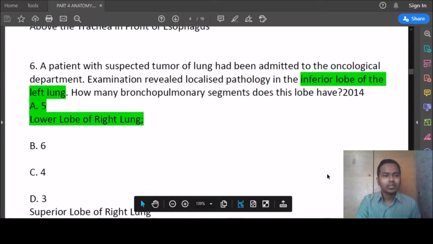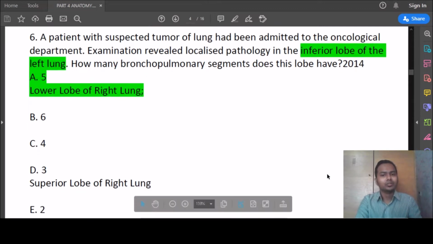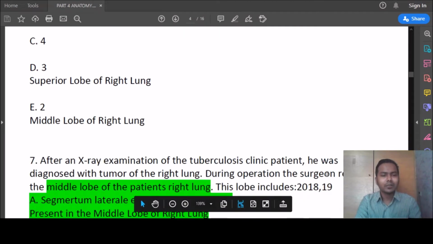Sixth question. Same as before, in an inferior lobe of the left lung, they mention the lower lobe. How many bronchopulmonary segments? 5 segments. So this is a repeated question, and you can go through that image. How many segments? In the left lung, there is an upper lobe and a lower lobe. 5 segments in the upper lobe, 5 segments in the lower lobe.